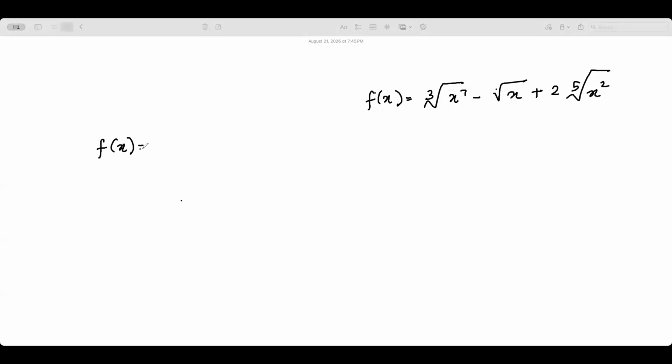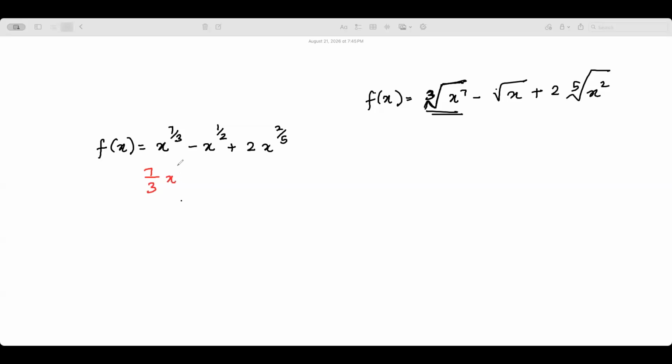Okay, f of x equal to, how do I write this? X power of 7 by 3 minus x power of 1 by 2 plus 2x power of 2 by 5. Any questions? Any questions in writing it as a radical? This is what we learned in algebra 2, or in algebra 1, where we learned radical power, radicals. This is a radical, right? Can be converted to rational exponents, fractional exponents. 7 divided by 3. So I rewrote it. Dhwani, did you follow?